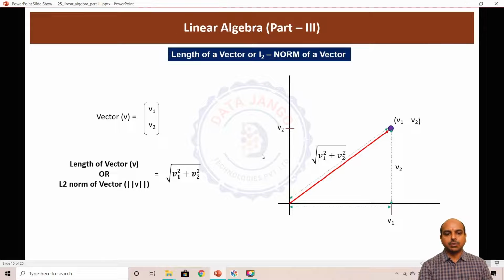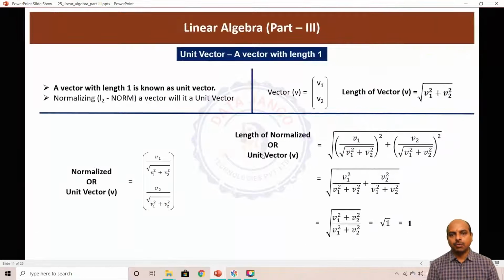And the next concept we are going to understand is unit vector. When a vector's length is 1, then you call it a unit vector. If you take an identity matrix and take any row vector or column vector there and try to calculate the length of it, you will get 1. Square root of 1 square plus 0 square plus 0 square is square root of 1 square, which is 1, right? So that is a unit vector.